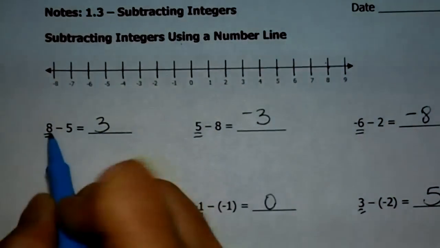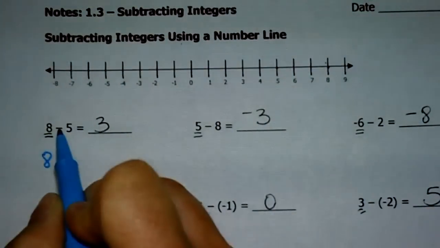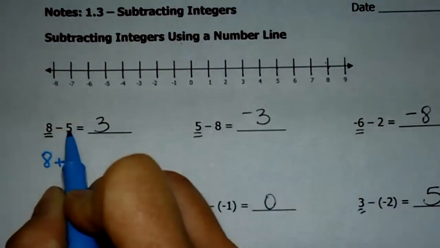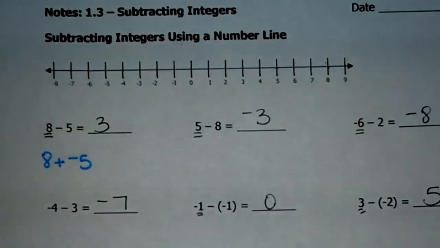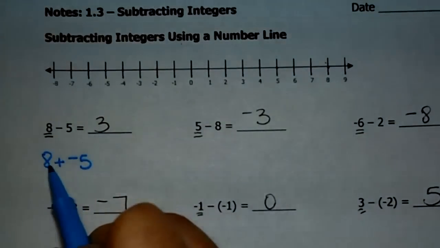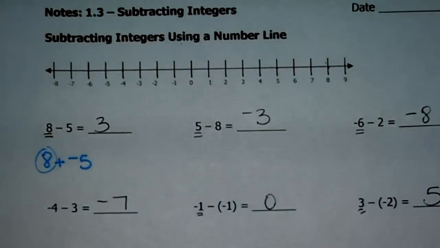So for subtraction problems, keep, change, change means keep the first number the same, change subtraction to addition, change the sign of the number that follows the subtraction sign. So this was a positive 5, make it a negative 5. And you just learned that when you add opposite signs, you subtract the digits, 8 minus 5 is 3, and you take the sign of the greater digit, which in this case is positive.